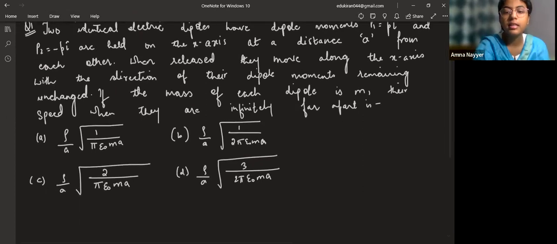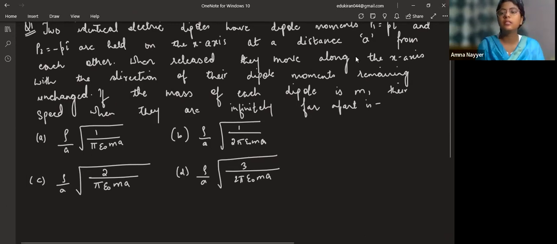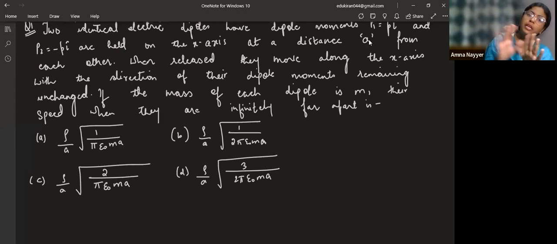When released, they move along the x-axis with the direction of the dipoles remaining unchanged. Okay, direction remains unchanged and they move along the x-axis. So one will be towards plus î, second will be towards minus î. Mass is given as m. Speed we have to find out when they are infinitely far apart.